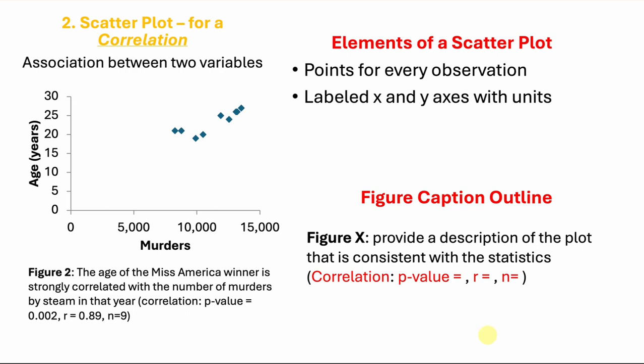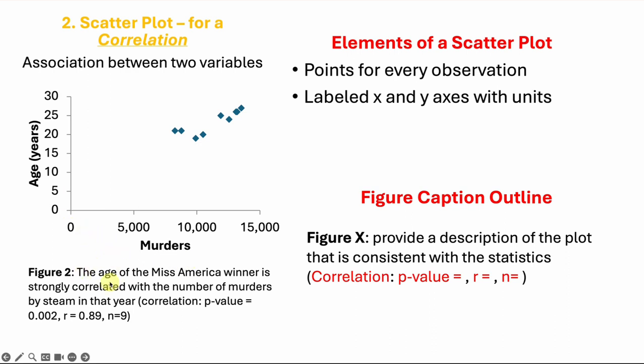So what you are looking at here is the number of murders here on the x-axis, and then on y, we have the age in years. Now, it doesn't matter which is on the x and which is on the y, okay? Either way, you're going to get the same results. And again, there is no dependent and independent variable in this situation, so it doesn't really matter.